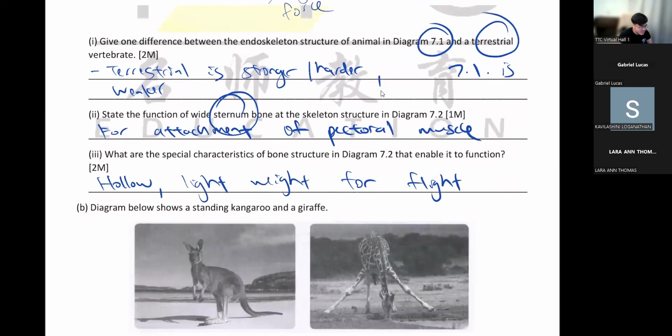Chicken bones, they are actually slightly weaker than us. If you bend a chicken's bone, they will just snap in half. Ours is also hollow, but it's not as hollow. Chicken bone is very hollow. Ours is also hollow, it's just ours is not so hollow. If it makes any sense, right?